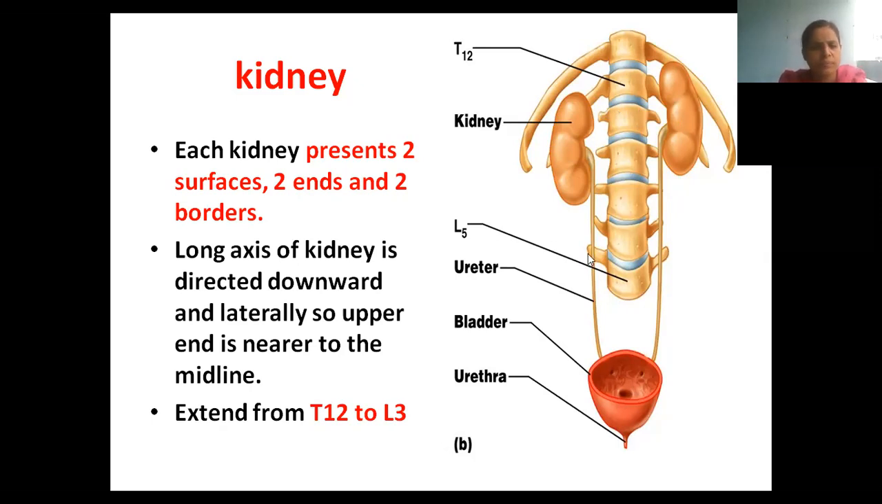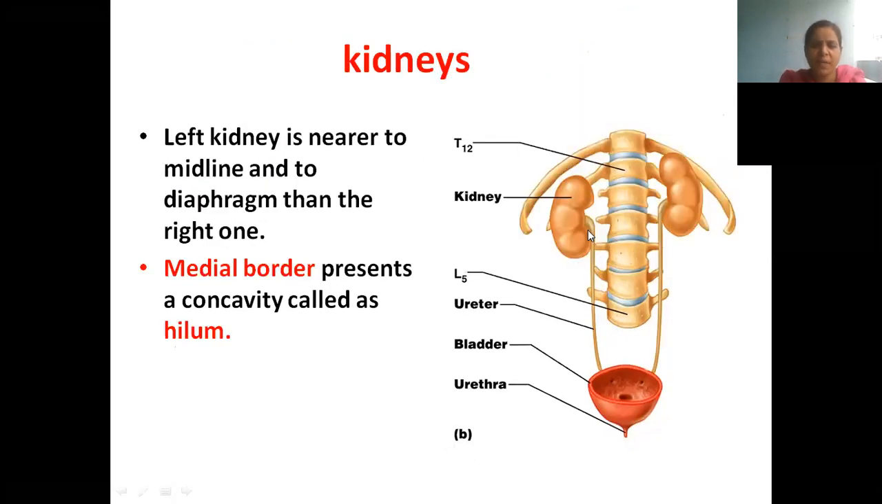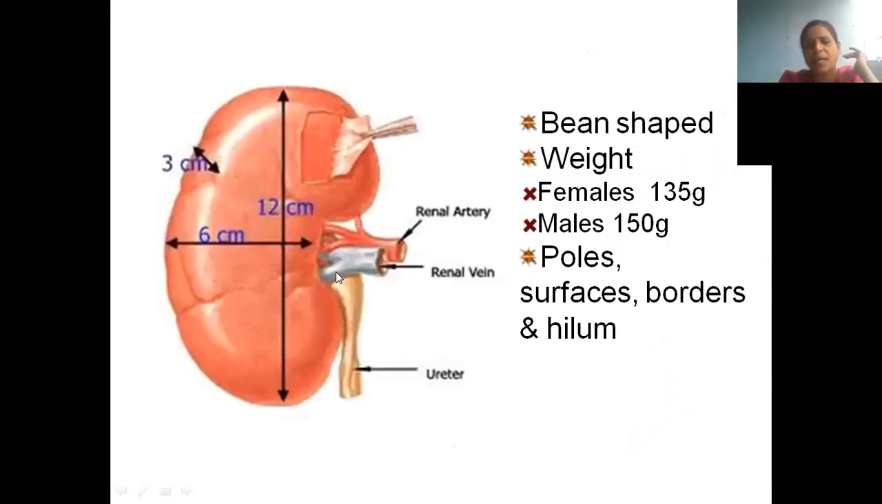Suppose this is the right kidney and this is the left kidney. If you observe both, the left kidney is nearer to the midline and to the diaphragm than the right kidney. The medial border is concave, and this medial border is actually called the hilum, because we see structures entering and coming out at this area. The length is 12 centimeters, width is 6 centimeters, and thickness is 3 centimeters. In the hilum we have three structures. Anterior to posterior we have the renal vein, renal artery, and the pelvis which continues as the ureter.